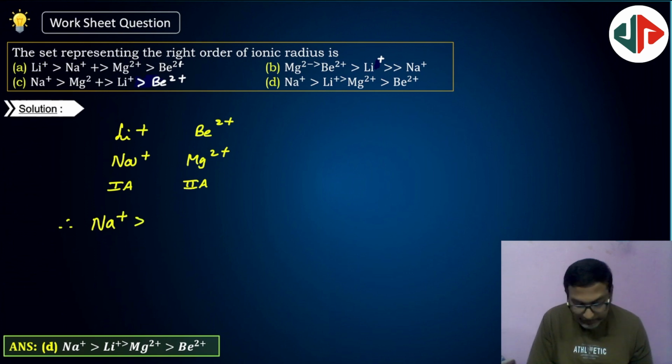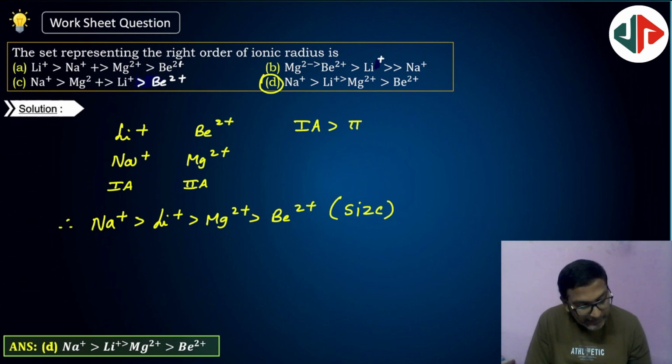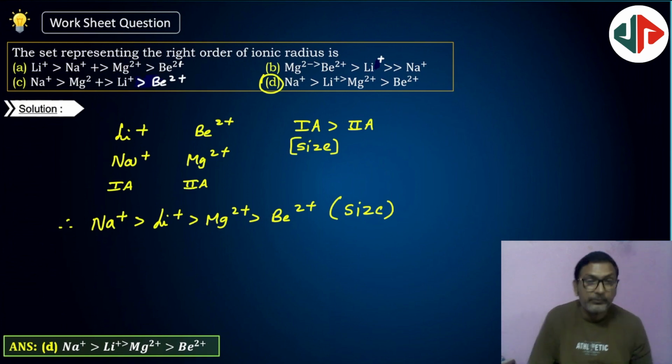Na+ greater than Li+ greater than Mg2+ greater than Ba2+. This is size order, decreasing order. So it is present in Na+, Li+, Mg2+, Ba2+, option D. So 1A group will be having more size when compared to 2A. Size order. Based on this, option D.